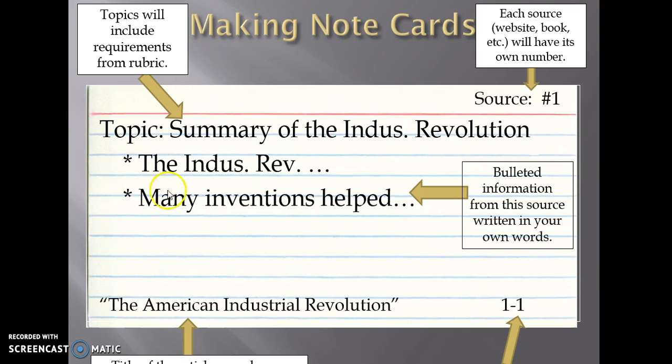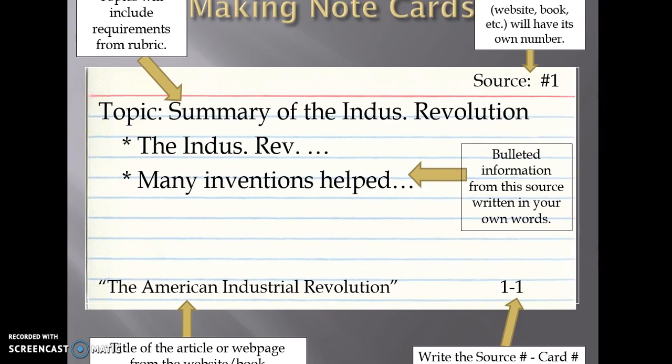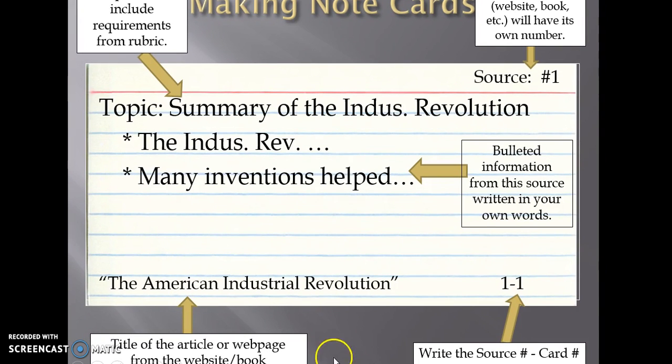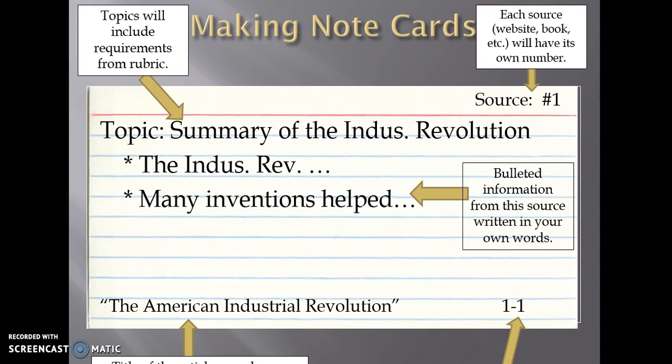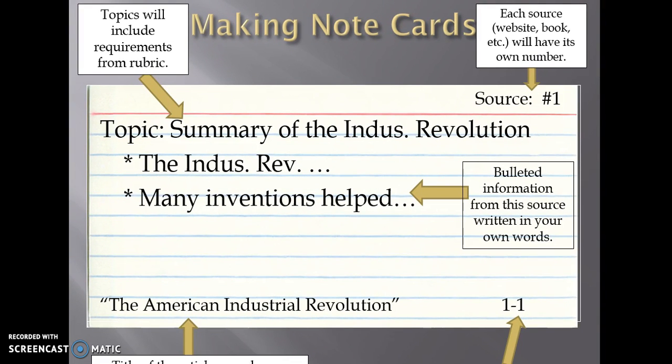You will see there are bullet points, and in those bullet points, as we've noted, these are going to be written in your own words. So by taking the information from a website or from a book and putting it in your own words, you don't have to worry about plagiarism later. You'll also see here at the bottom of the screen the title of the article or website. Again, that was not the full web address. It was just the actual title of where this information was found, the name of the article itself.